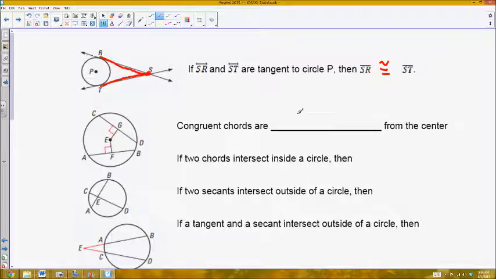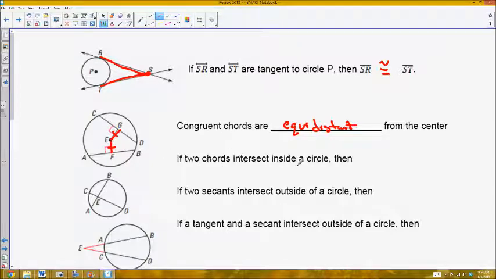Congruent chords are equidistant from the center, so they are at the same distance from the center of the circle. That means that if these two chords, CD and AB, are congruent, then I know that the length EG and the length EF are congruent. So this distance measurement here is equivalent for those two chords.